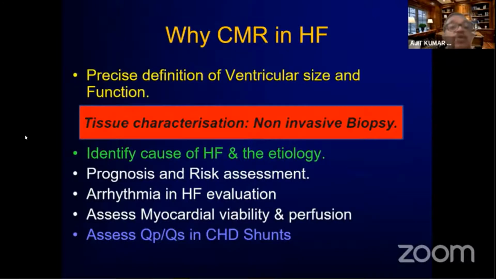So why MRI in heart failure? MRI in heart failure is for the precise definition of ventricular size and ventricular function. It is important primarily because it allows tissue characterization. Today, it is the non-invasive biopsy that is possible to identify the cause of heart failure and to find an etiological assessment, to assess the prognosis and risk assessment, to assess arrhythmia in heart failure evaluation, to assess myocardial viability and perfusion, and recently to do a QP/QS in congenital heart disease, both in left to right shunts as well as in complex congenital heart disease with, for example, bidirectional Glenn shunts. So that is the new kid on the block.